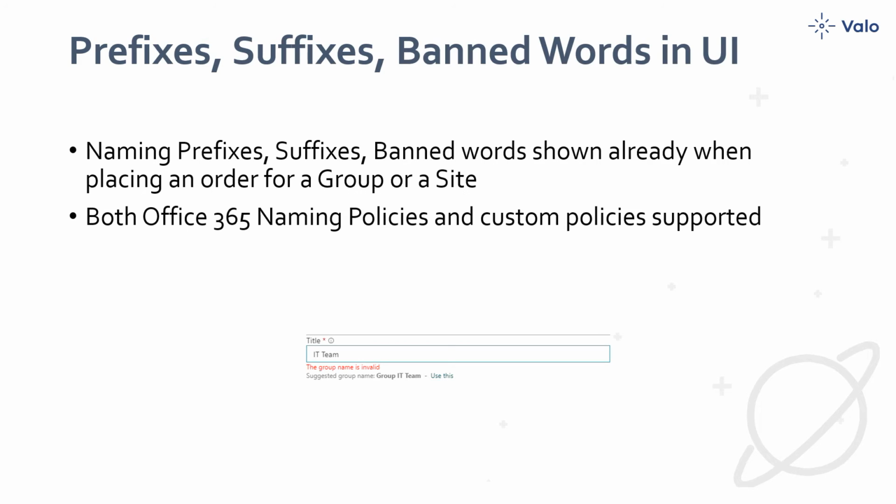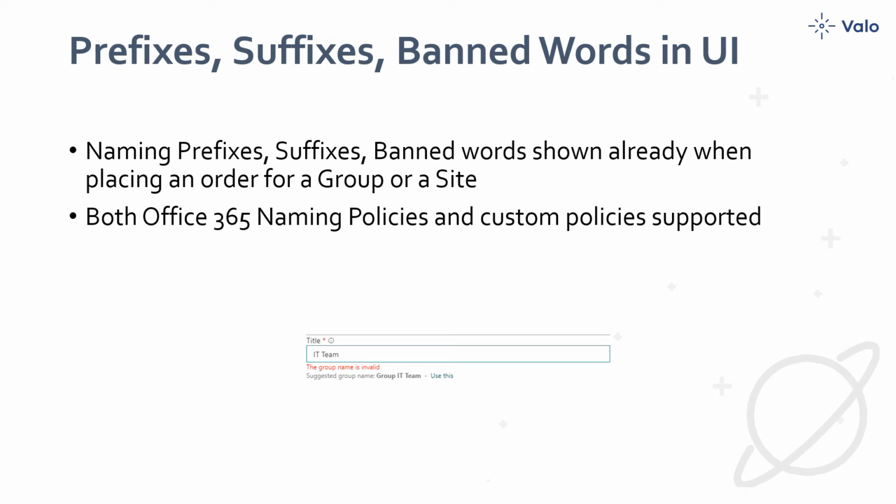Also, we've had the ability to use prefixes, suffixes, and banned words in Teamwork for quite some time. With prefixes, you can define a prefix that should always be added to a group or site name. The suffix is something that is added to the end of the group name, and banned words are words that cannot be part of the name of a group or site.